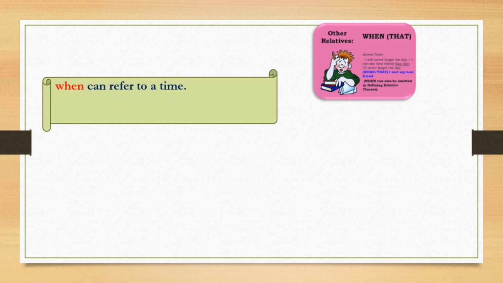There are other relatives, for example that, which can be used for both person and object. Also we can use when for time. Example: spring is the reason when I'm happy.